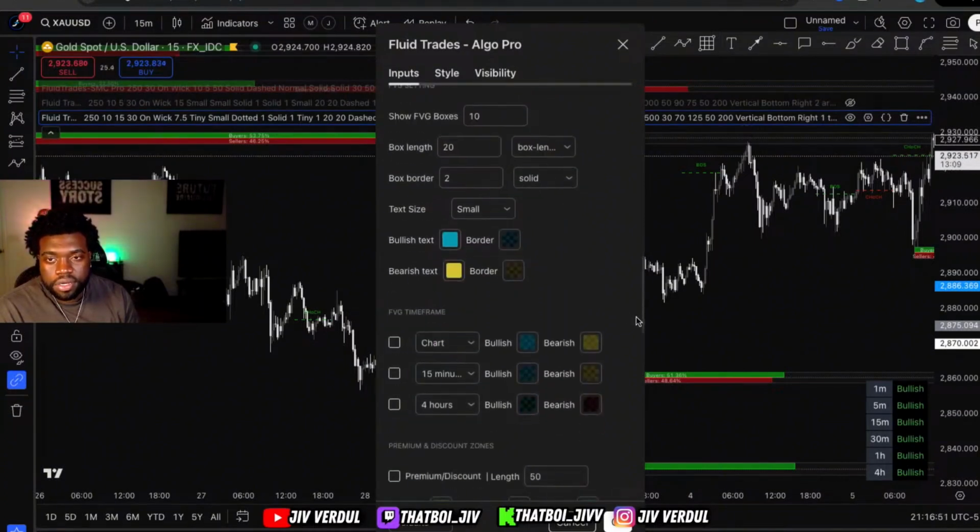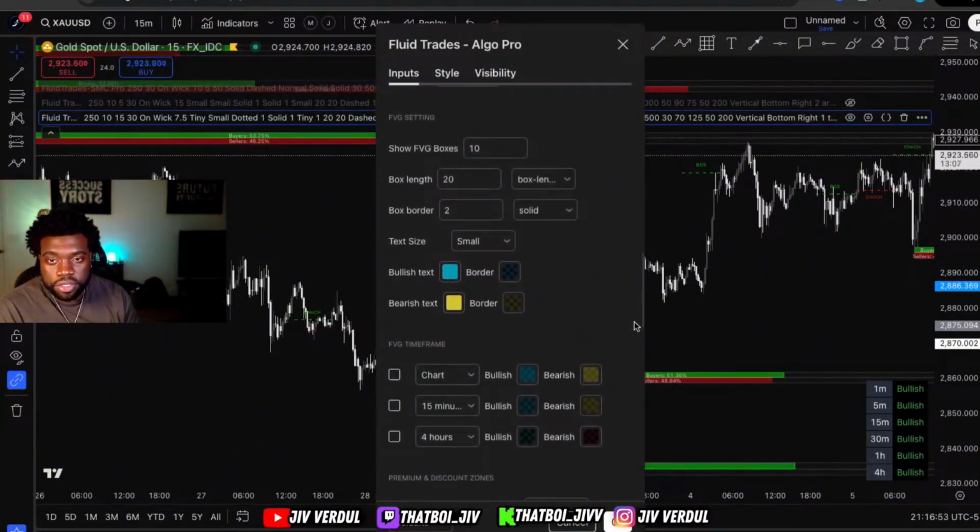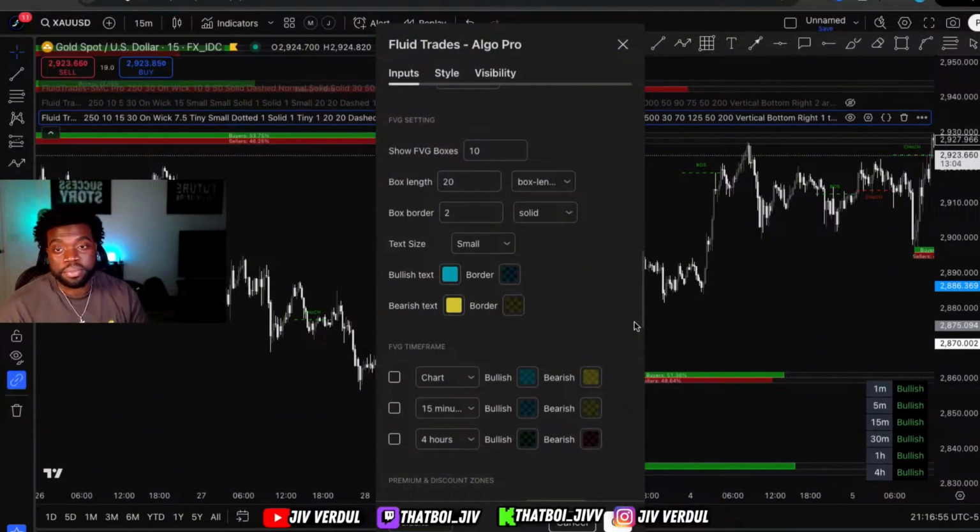Okay. Next, the fair value gap feature. I know a lot of people don't know much about the fair value gap, but I'm gonna try to break it down throughout the streams. I'm gonna show you guys how I trade with the fair value gaps and explain more.